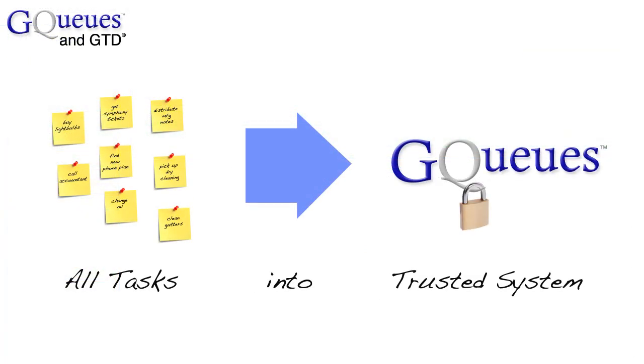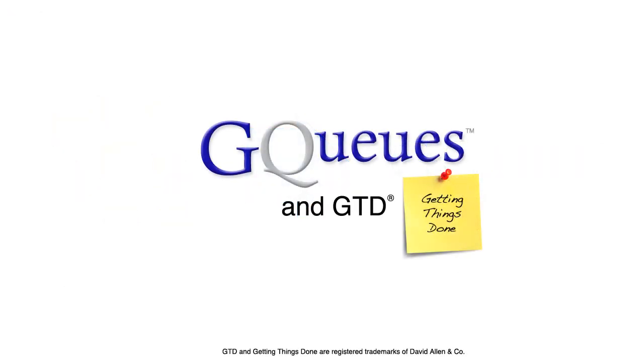Of course, there are many ways to organize your work, and even different ways to implement GTD. But hopefully you now have an idea of one way you can use GQueues with the GTD framework. So get your queue set up and start getting things done.